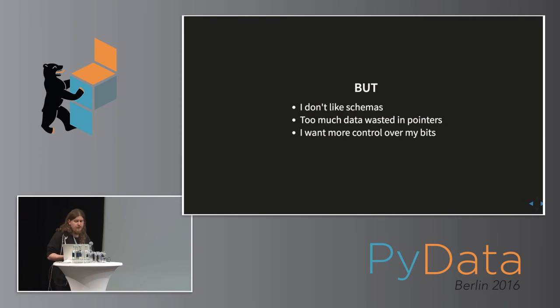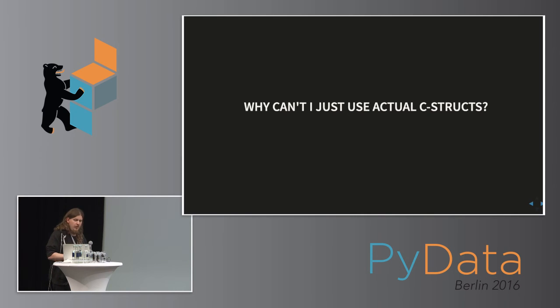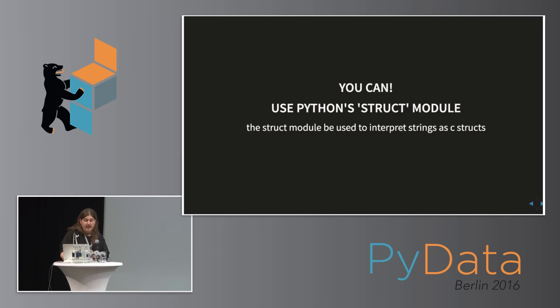And also I wanted to have more control over my bits. I really wanted bit level control of my data. So I was thinking, well, why don't I just use actual C structs? Why do I use some library on top of that? It seems kind of silly nowadays, but this actually is possible. You can actually use bits to decide what every single byte of your file is. And you can use the struct module in Python.